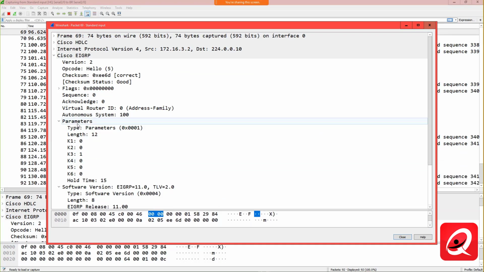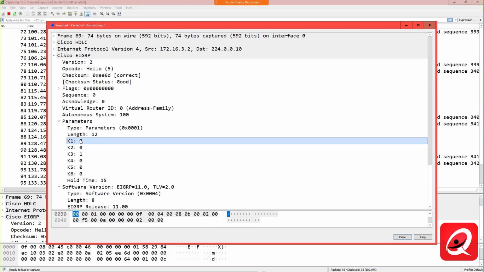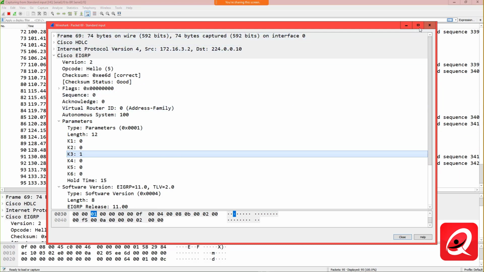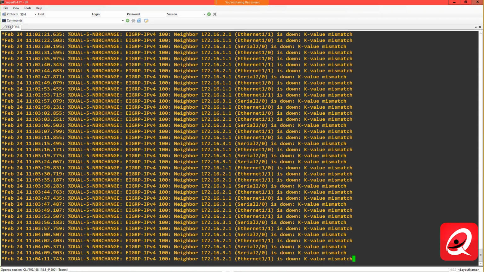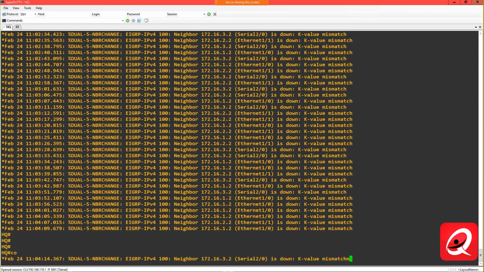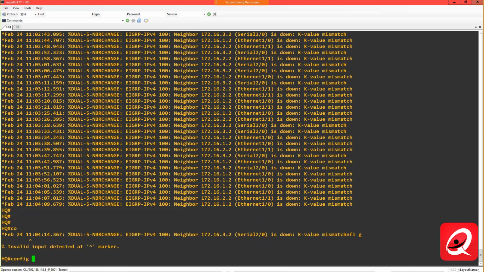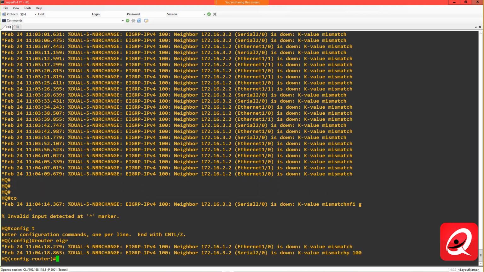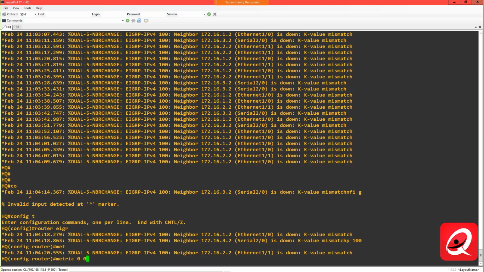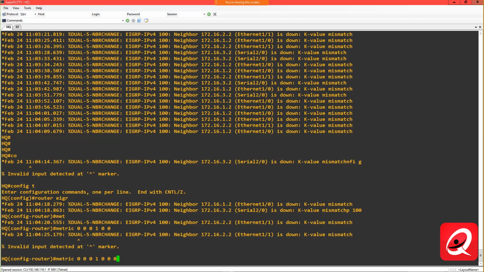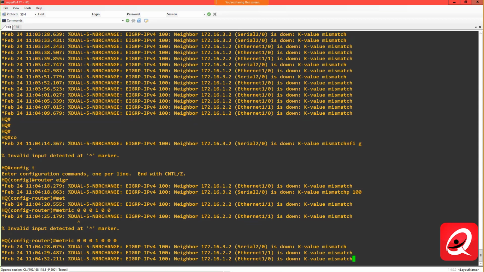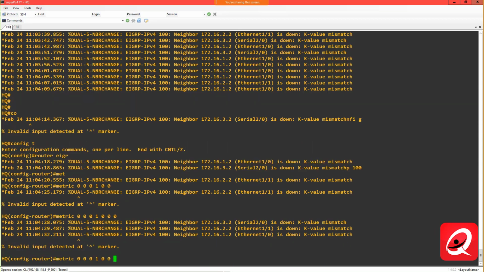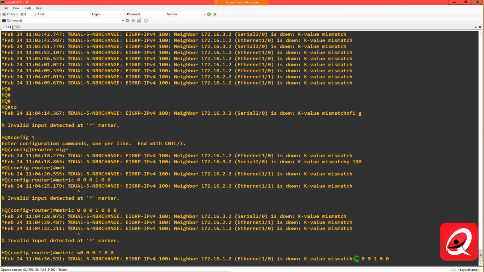There we go. So this is a normal hello packet indicating that K1 is 0 and K3 is 1. All right, no big deal. We just simply go into our HQ router and go into config t, router EIGRP 100, metric weights 0, 0, 0, 1, 0, 0. Oops. So K1 and K2 are off, K3 is on, K4 and K5... I thought I had enough zeros, I just don't have the weights in there.